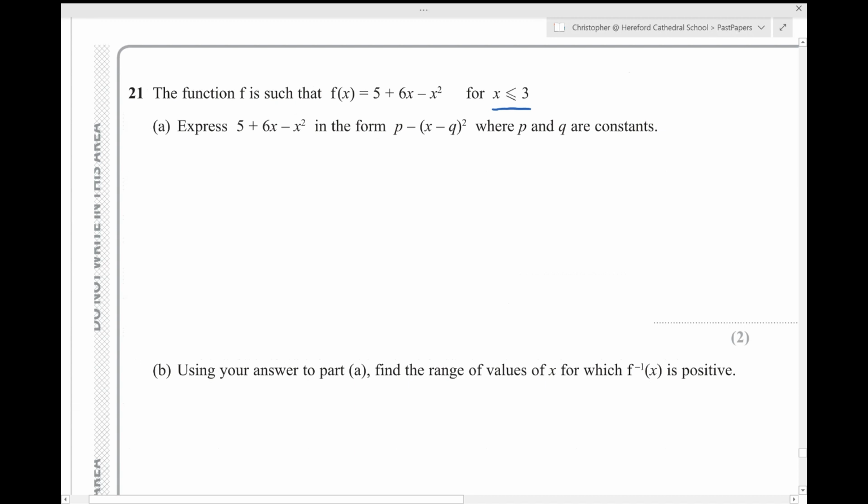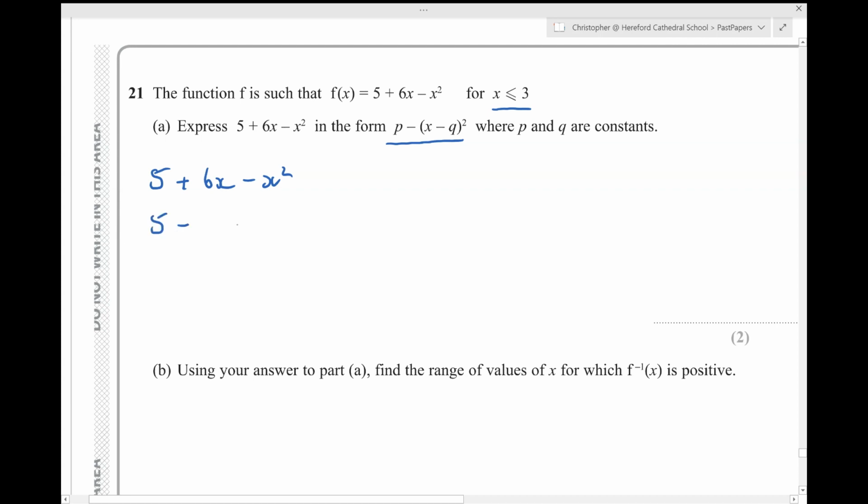Express 5 plus 6x minus x squared in the form p minus (x minus q) squared. We're completing the square, aren't we? Here we go. So we've got 5 plus 6x minus x squared. I'd like to write that x squared as a positive, really.